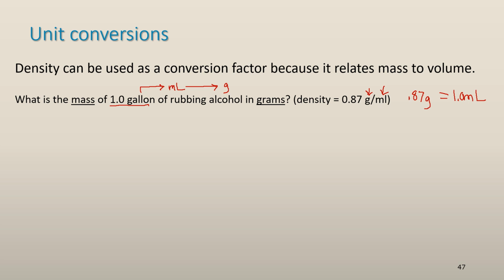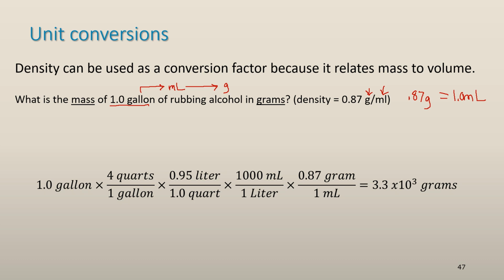So this is the way I did it, using the conversions that I had on that other chart. Okay, if I have 1 gallon and I know there's 4 quarts to a gallon, because I know this conversion factor, 1 quart equals 0.95 liters. So I'm going to convert from gallons to quarts, and then I can convert from quarts to liters. Now, I know that in order to get grams, I have to have milliliters, so I can convert from liters to milliliters. And then finally, I know my conversion factor, 0.87 grams equals 1 milliliter.